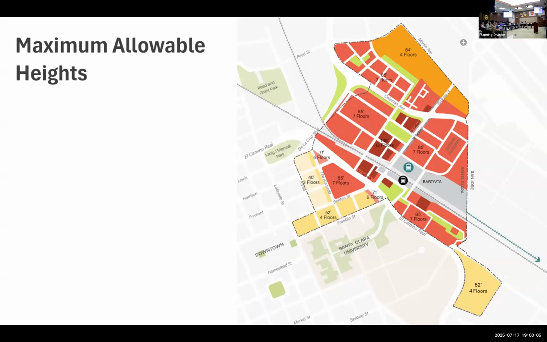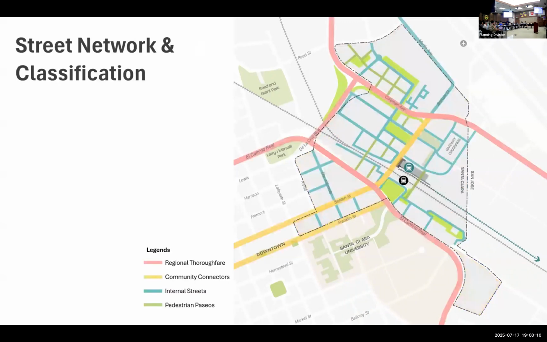So that is it for the heights diagram. Let's then move on to street network and classification. So we've categorized these in a few different manners, looking at what functions they're serving for us within the station area and how we're thinking about them. The first one being regional thoroughfares, and those would be El Camino Real, Coleman Avenue, and De La Cruz.